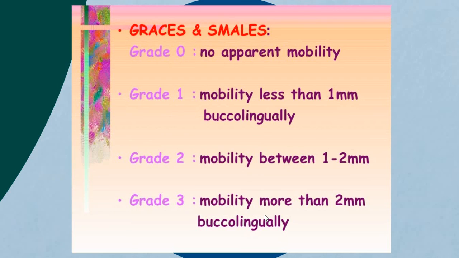which is calibrated by less than 0.3 millimeter, more in the morning and less in the evening. And we have grade 1 or score 1, the mobility is less than 1 millimeter buccolingually. While in grade 2, the mobility is between 1 to 2 millimeter buccolingually. While in grade 3, the mobility is more than 2 millimeter buccolingually, and we have 1 millimeter horizontal movement.